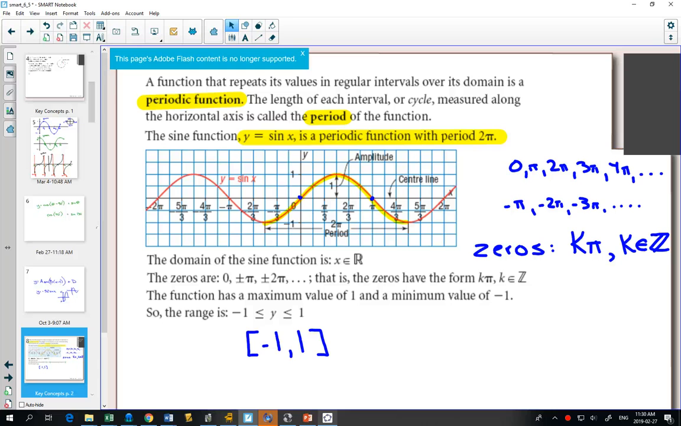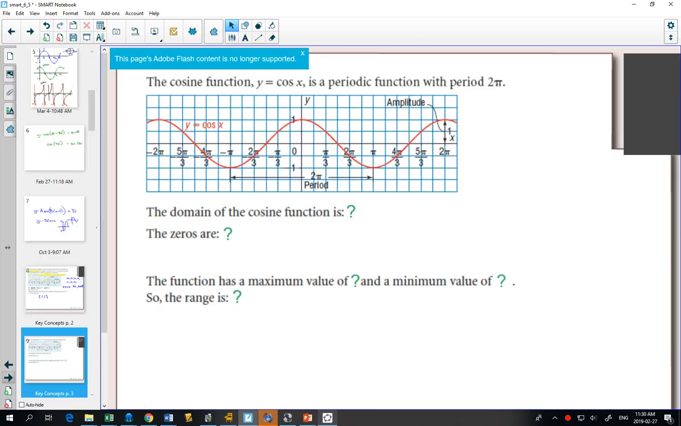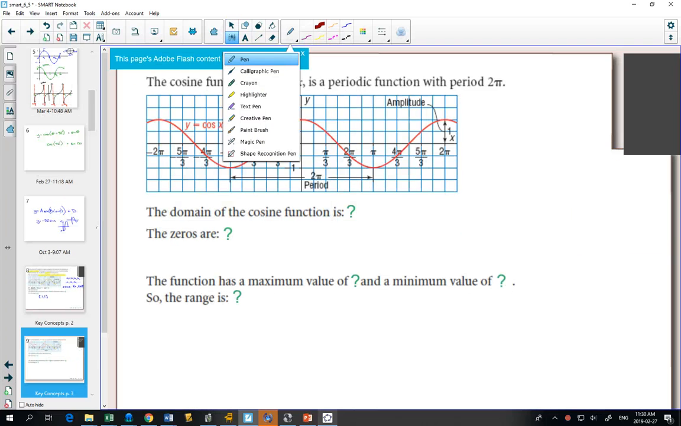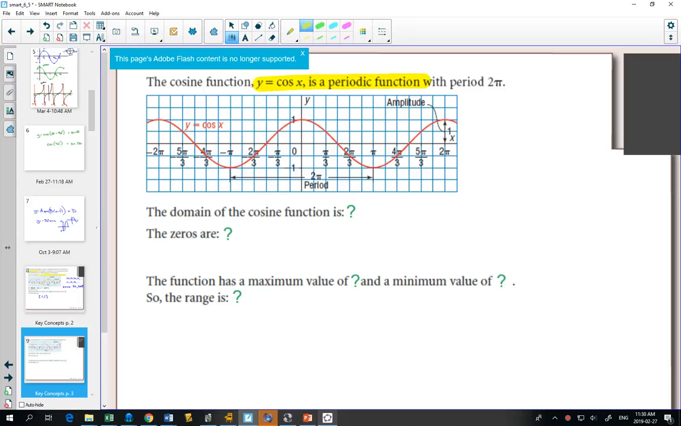We could look at the same thing for our cos graph. Do the same kind of highlighting. Cos is another periodic function, also with a period of 2 pi. I personally, when I'm figuring out a period, I like to start from a maximum and say, when am I back to that maximum again? Well, I went from 0 to 2 pi. My period is 2 pi.